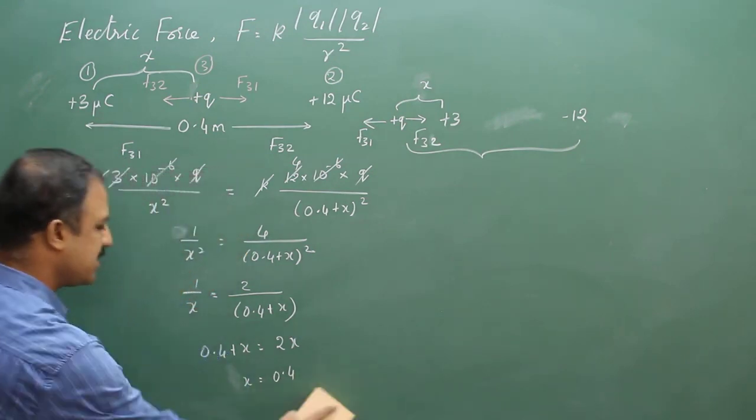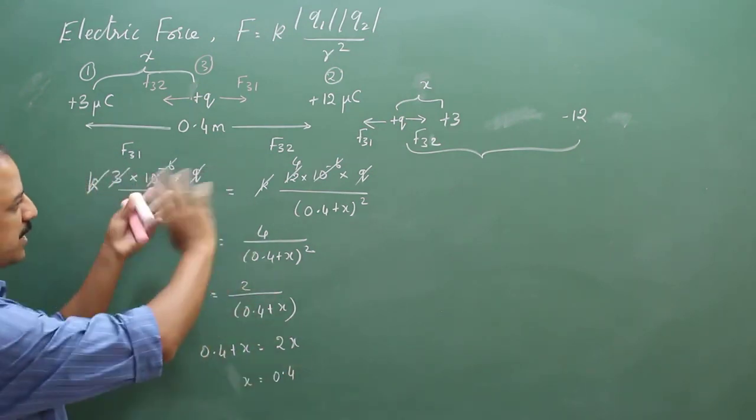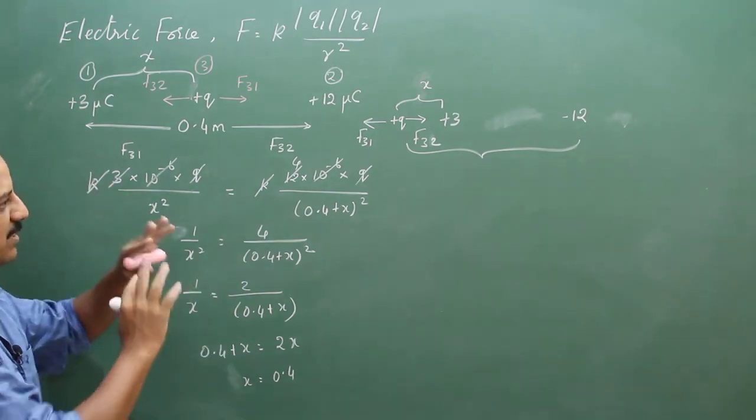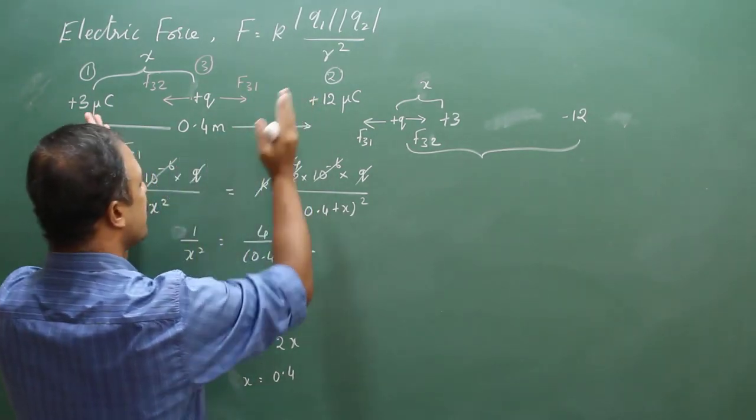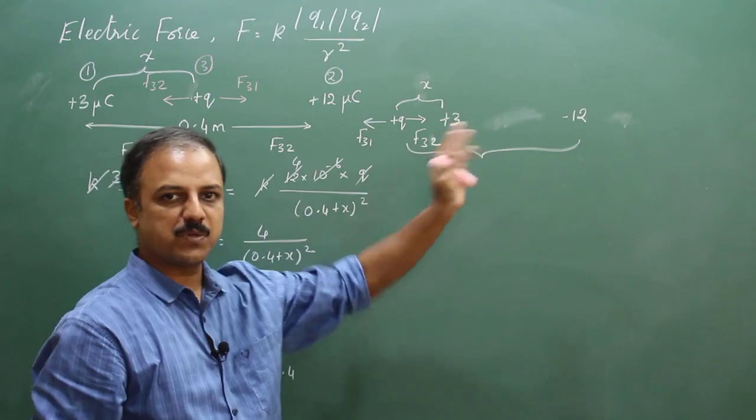Okay, so now this is another problem. There are two types of problems. One is, if the signs of the charges are same, then how will you solve it? If you change the signs, what will happen?